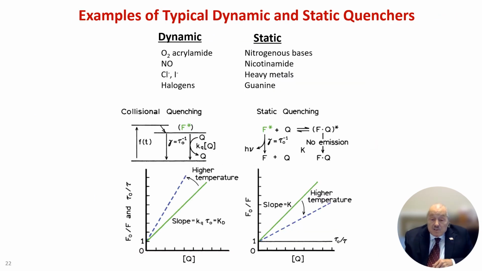So what are some typical examples of dynamic and static quenchers? If you just looked at the types of molecules, you can almost guess. Oxygen, we already said, was a dynamic quencher. Acrylamide and nitrogen oxide are small molecules, and they're dynamic quenchers. When you get to larger molecules like nicotinamide or nitrogenous bases, they have a higher tendency to become static quenchers.